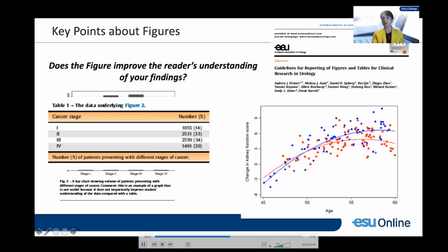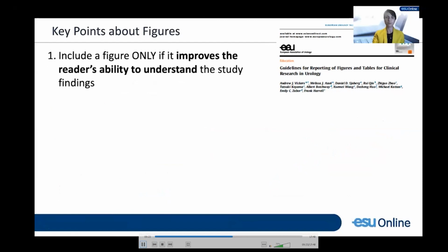For example, this is a much more streamlined way of presenting this data, which is looking at changes in kidney function scores between two different groups across age variables. So these scatter plots with lines of best fit are much easier for a reader to look at, note the differences in the lines of fit, and interpret.